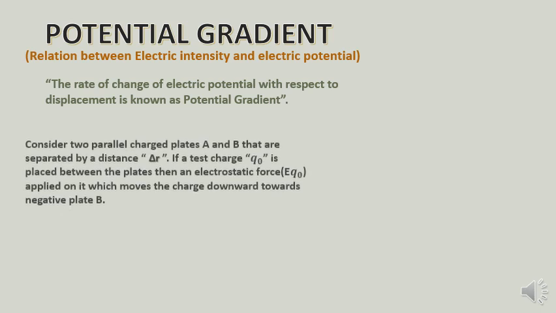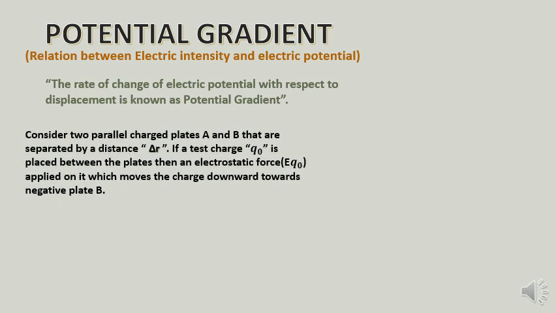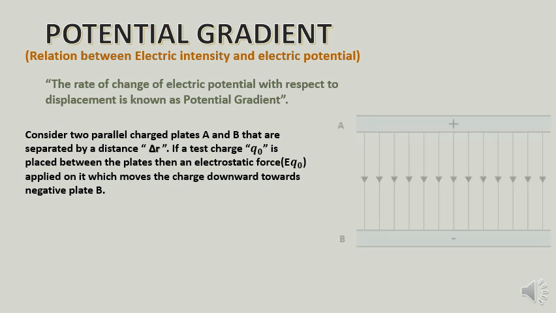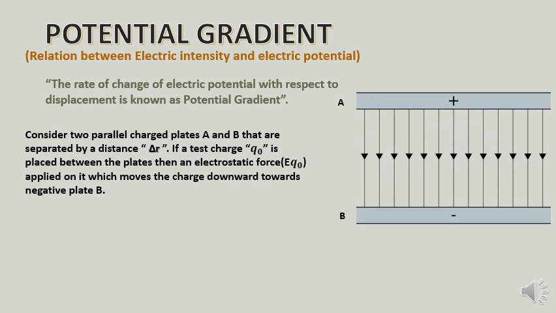Suppose that we consider two parallel charged plates A and B. They are separated by distance delta r. If a test charge Q naught is placed between the plates, then an electrostatic force EQ naught is applied on it, which moves the charge downward towards negative plate B. Here there are two plates, one is A and the second one is B. A is a positively charged plate and B is a negatively charged plate.